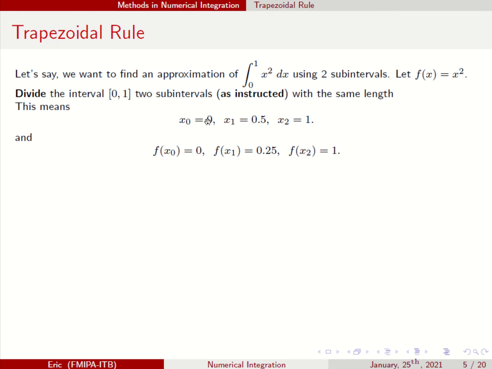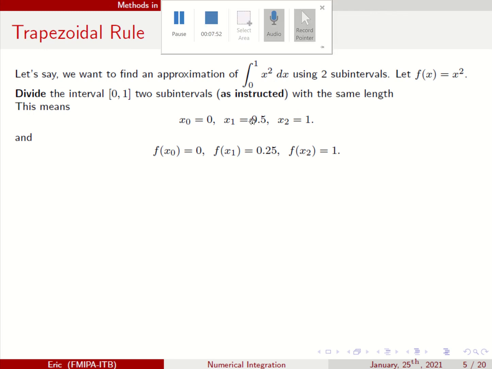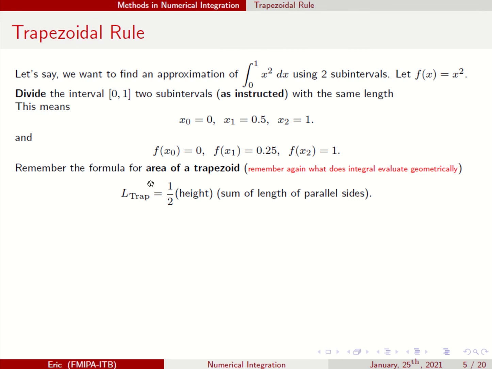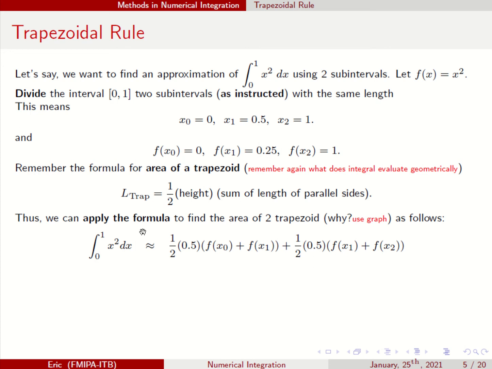So the height at x0 is 0. The height at x1 is 0.25. And the height at x2 is 1. So you can imagine the trapezoids. This is the first one, and this is the second one. So remember the formula of the trapezoid is a half times the height times the sum of the lengths of the parallel sides. So this is the approximation.